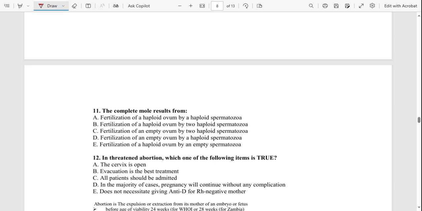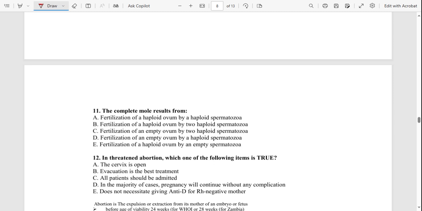But when you look at the incomplete mole, here is the fertilization of a normal egg, which contains maternal chromosomes, by two sperms. So the result is going to be a triploid, which is 69 chromosomes. Here you can see some fetal parts or a non-viable fetus, which is different in that you can at least see some fetal parts. The uterine size might be normal for the dates, different from the other one where it is post dates.